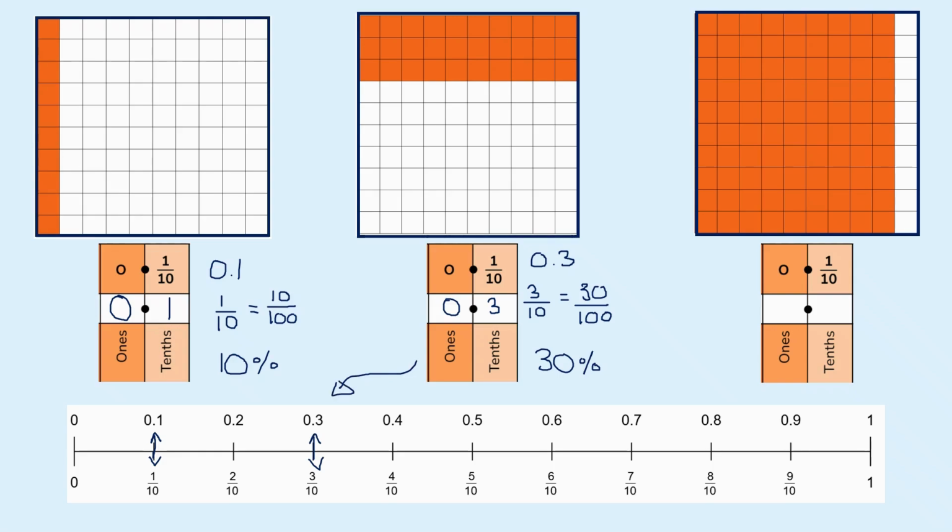And finally, the last diagram, I've got 9 columns, so no full grids again, but 9/10. So that's 0.9, or 9 columns out of 10 shaded, or again, if you were to count the smaller squares, the hundredths, there would be 90 out of 100, which then means it's going to be 90%. And on the number line, we would represent that just here.